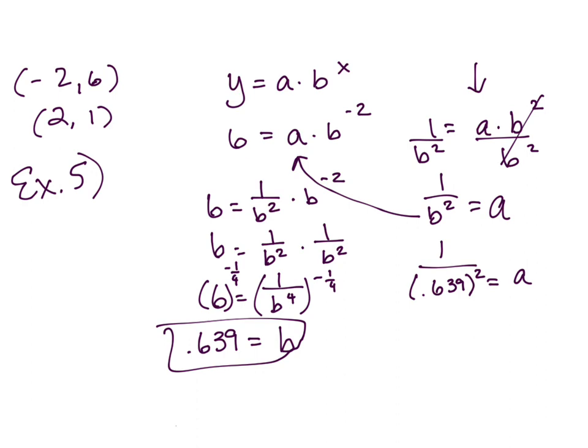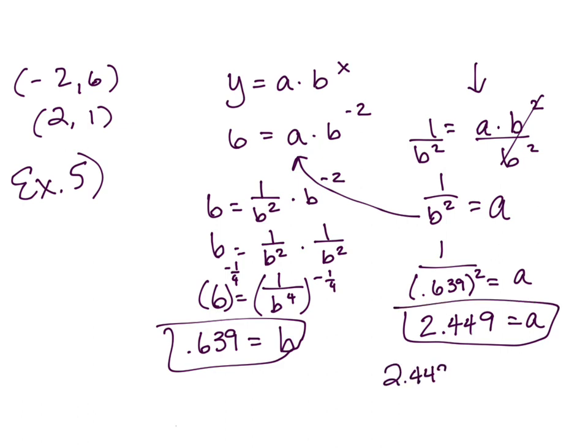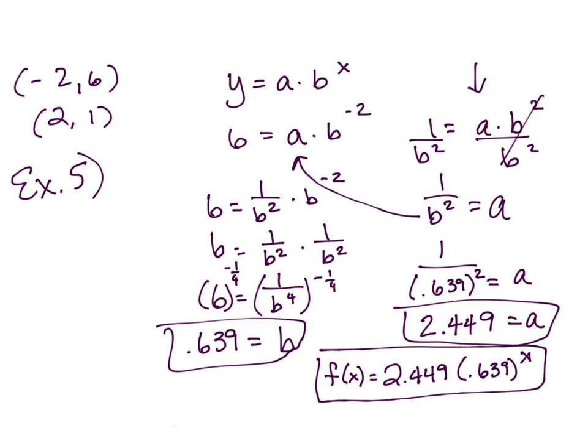1 over 0.639 squared. What'd you get? 2.449. Perfect. 2.449 equals a. So what's our equation here? Times 0.639 to the x power. This is our f of x equals 2.449 times 0.639 to the x power.